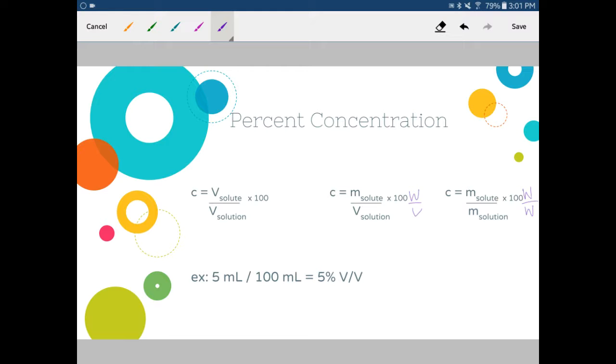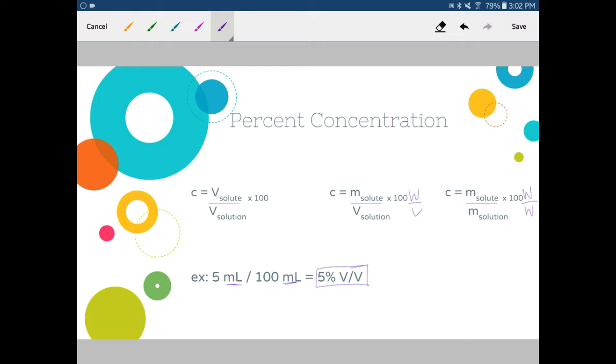Essentially, what we would see is that we need to have some sort of ratio of our solute to our solution multiplied by 100%. In my example here, let's just say we have 5 milliliters of vinegar and we're dissolving it in 100 milliliters. So this would be a volume and a volume. If we have 5 divided by 100 times 100%, we get 5% volume to volume. Volume to volume is literally just comparing the volume of your solute to the volume of your overall solution.